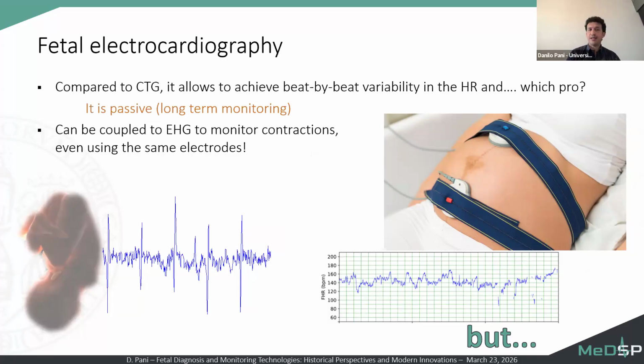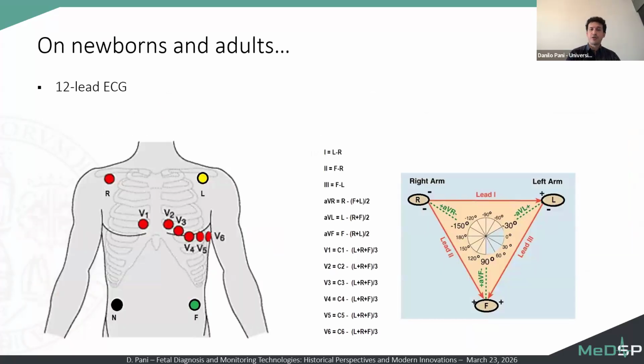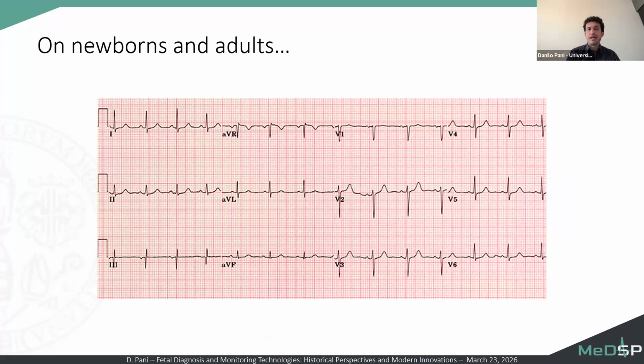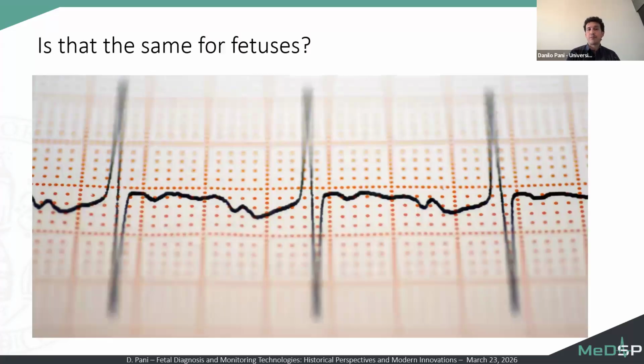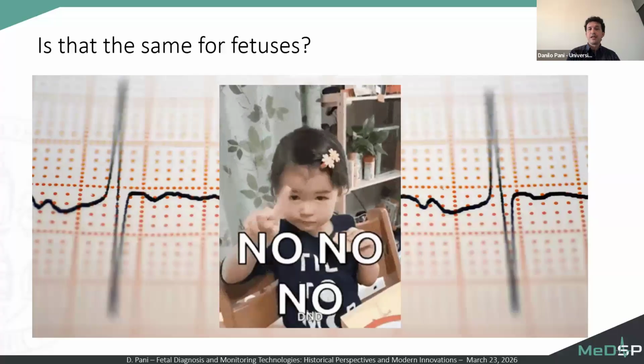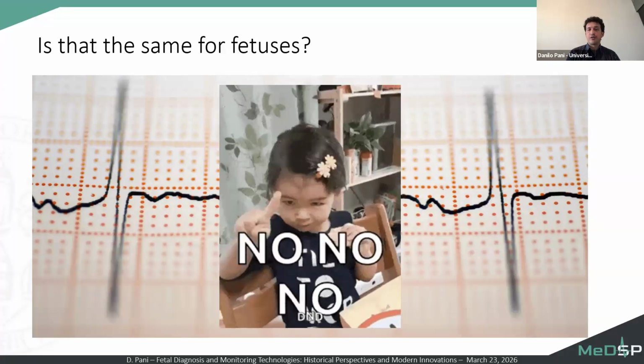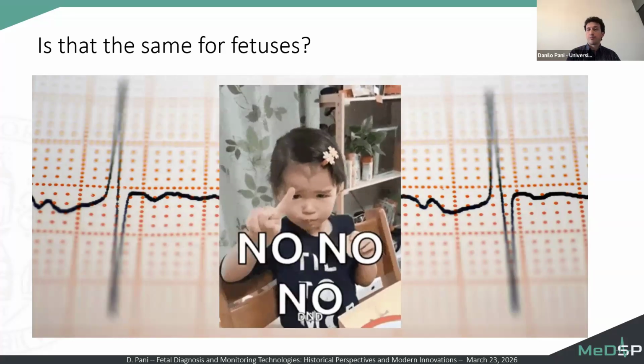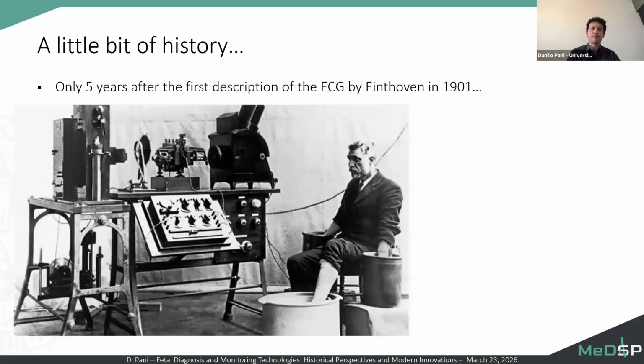The problem with the ECG is that on newborns and adults you typically put the electrodes on the torso, and you can obtain a 12-lead ECG where the patterns can be analyzed clearly by exploiting the knowledge of the cardiologist, who knows how the typical physiological and pathological patterns are represented in the ECG. So it is possible to conceive that the same happens for fetuses, but absolutely this is not true. This is not true because on the fetus it's not possible to apply the electrodes directly in contact with the skin.